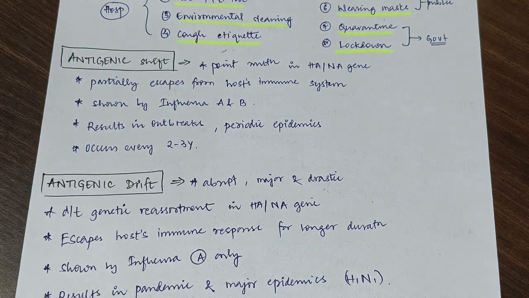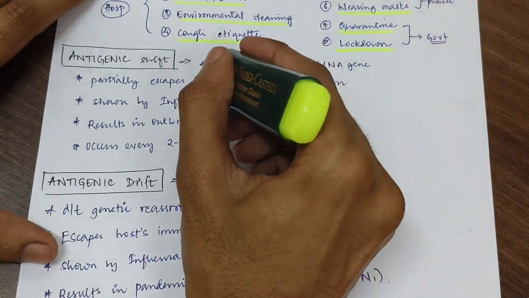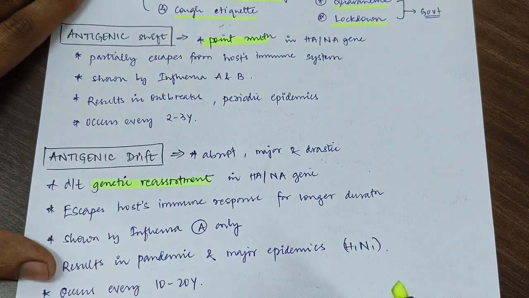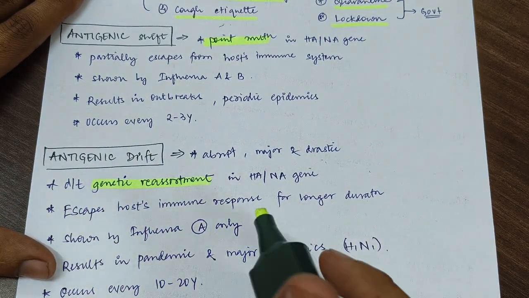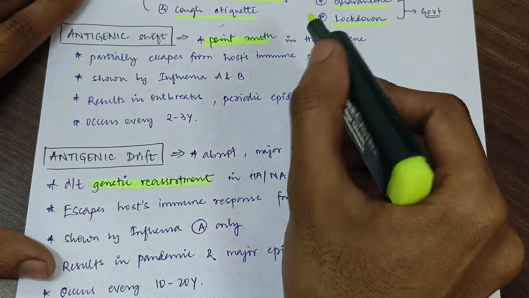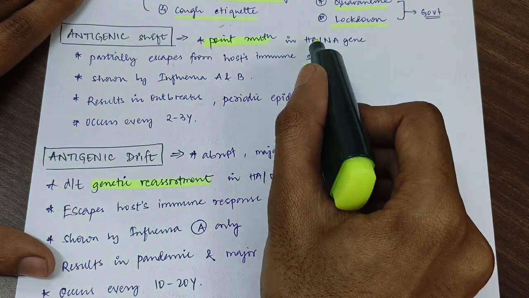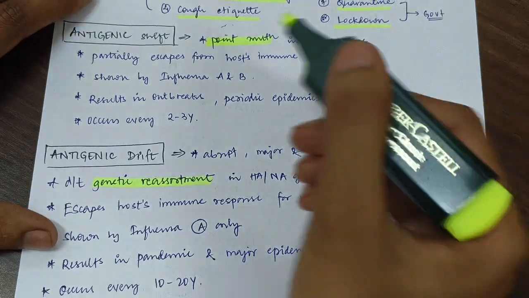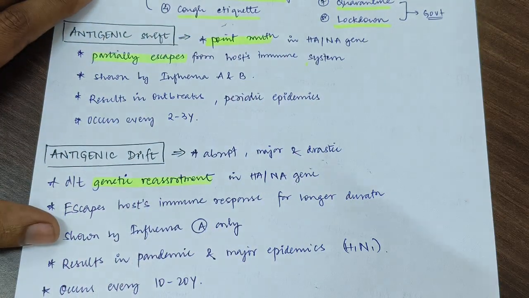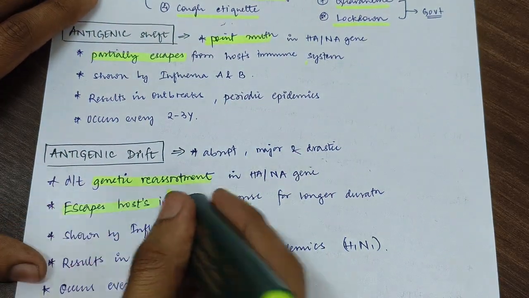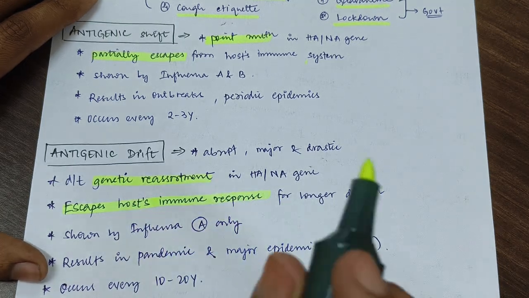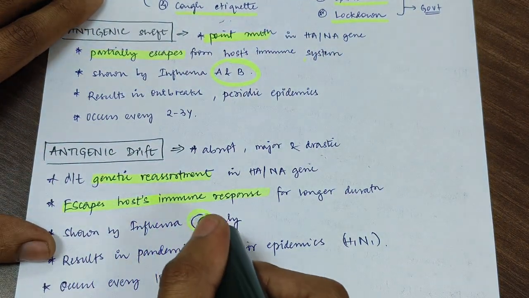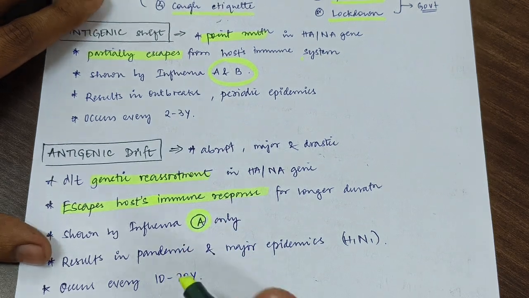So antigenic shift is basically a point mutation, whereas antigenic drift is because of genetic reassortment. You are going to see it in the hemagglutinin and neuraminidase genes. Here it partially escapes the host immune response. Here it escapes the host immune response for a longer duration. Then it is produced by A and B. Here it is produced only by A.